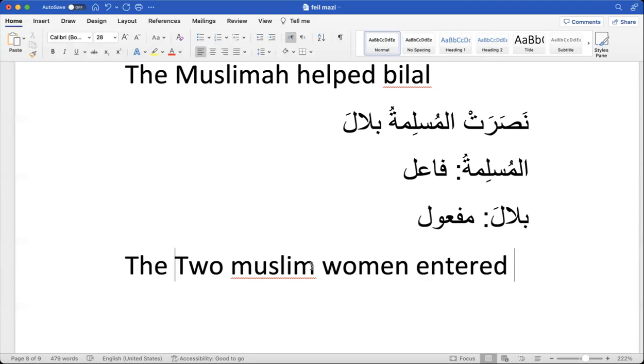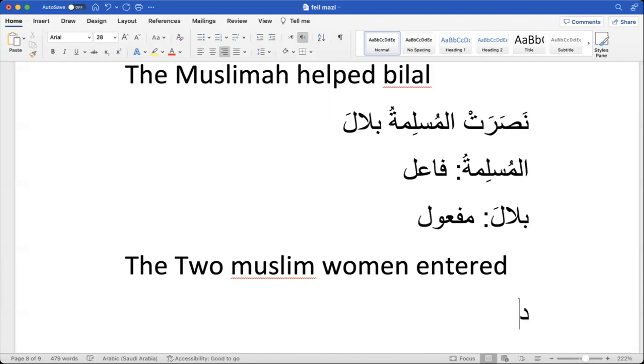First of all, the two Muslim women: who is the doer here, who is the fa'il? The outside doer is the two Muslim women, right? Correct? And then this is fa'il. What is the marfu version, the dual version of Muslim? Muslimati? No, not Muslimat. Muslimati is sound plural. Okay.